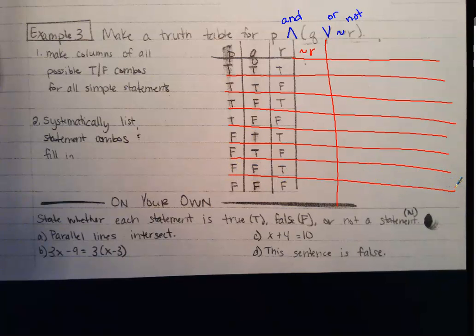Okay, so let's look at, like we said, not R. When we have the not, it has the opposite truth value, right? So if R is true, not R is false. So go through and fill those out.